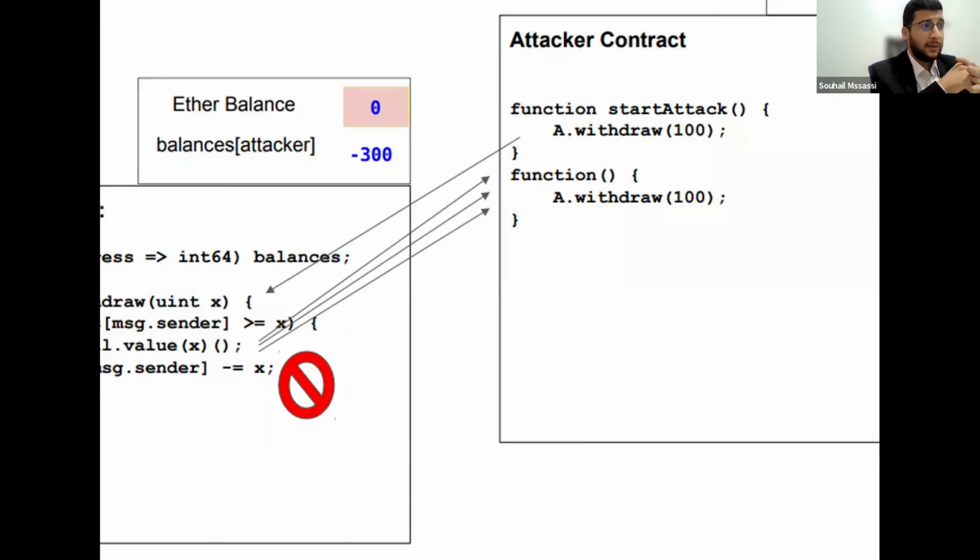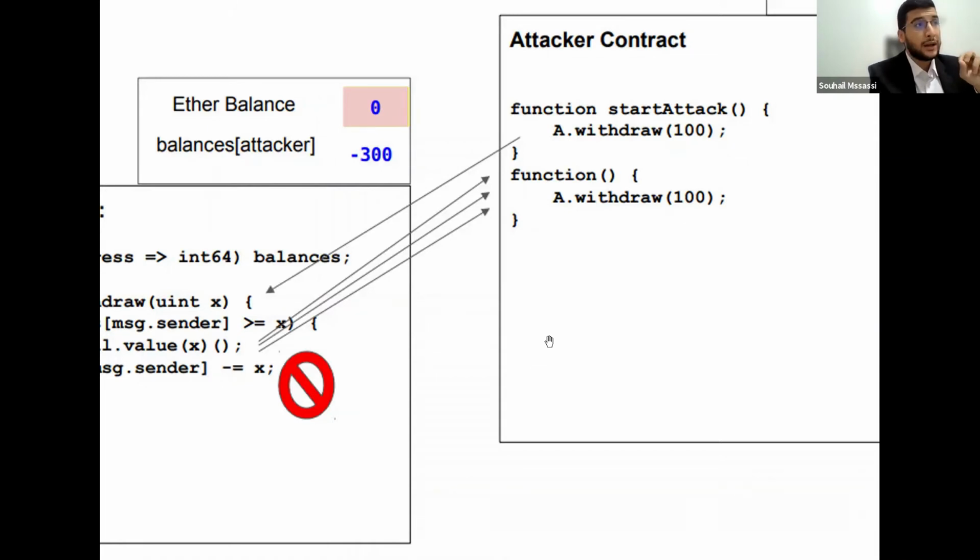Basically, to explain the fallback function, we can view it as a default function. For example, if I call a function that doesn't exist in the smart contract, the fallback function will be triggered and executed directly. Also, the fallback function is executed directly if we transfer ether to the smart contract. So imagine that we are attackers and we want to execute the attack.